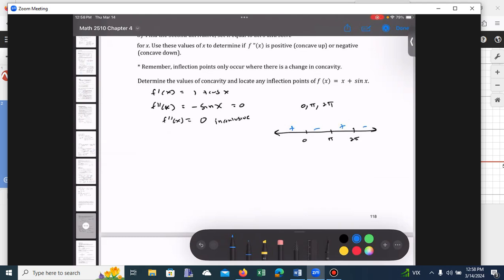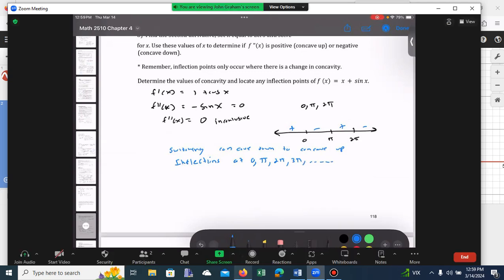So here it's switching from being concave down to concave up. So inflection points at 0, pi, 2 pi, 3 pi, and so on.